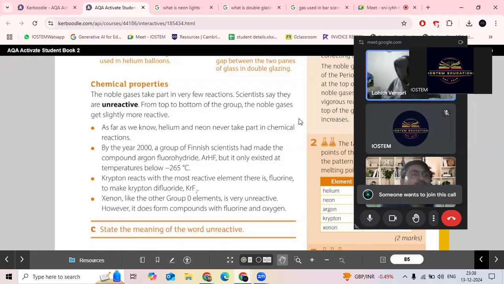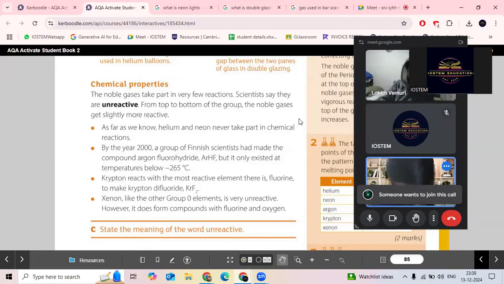And that's why when we try to do the reaction with krypton, the most reactive element combines with krypton. Krypton is very less reactive, as we know, because this is a group 0 element. But if it comes in contact with fluorine, which is the most reactive element, they form a compound called krypton difluoride.